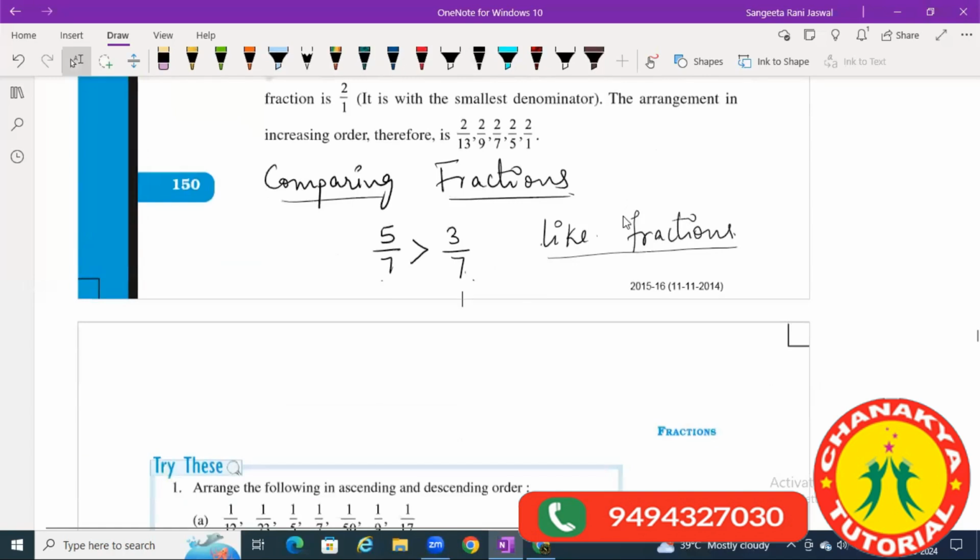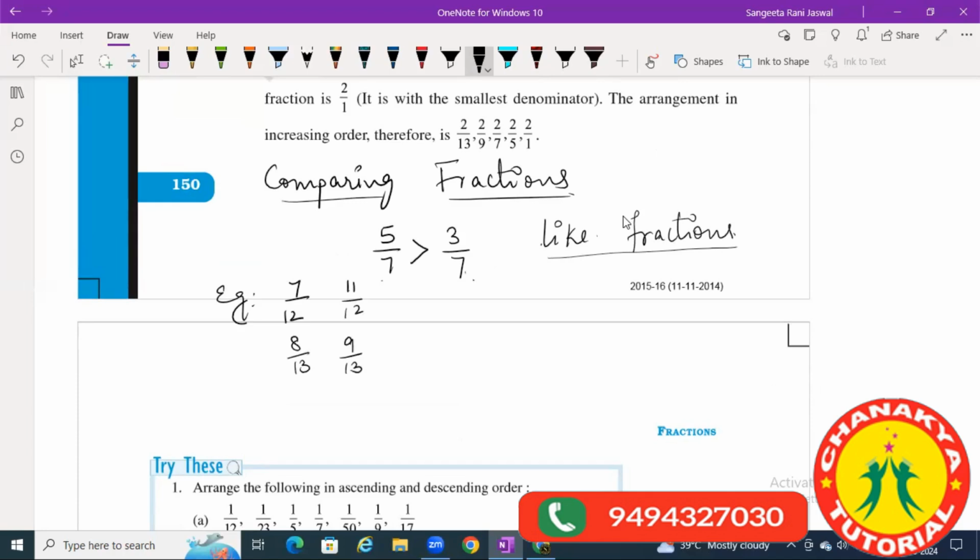Now, suppose similarly, I'll give you another example like this. Suppose I have a string of fractions. Say like this, 7 by 12, 11 by 12, and then I have 8 by 13, 9 by 13. So, which fraction is greater here?